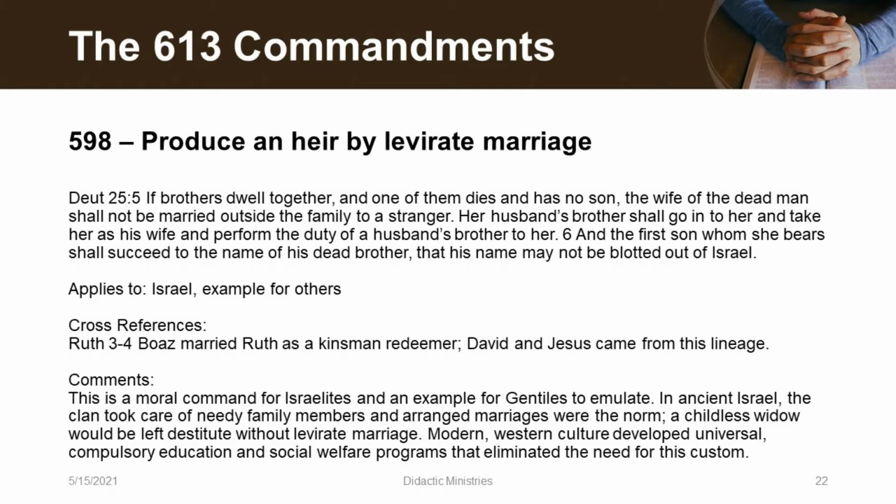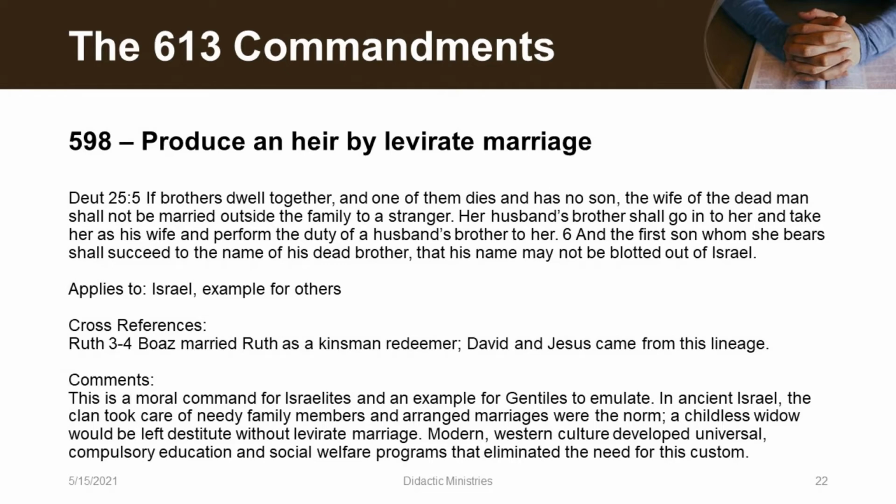This is a moral command for Israelites and an example for Gentile nations. In ancient Israel, the clan took care of needy family members, and arranged marriages were the norm. A childless widow would be left destitute without this custom of levirate marriage. Today, however, modern Western culture has developed universal compulsory education and social welfare programs that have eliminated the need for this custom. The Bible contains a beautiful story of levirate marriage.